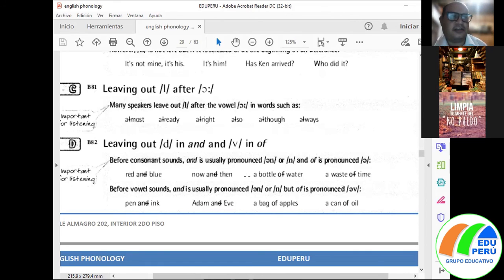Now, and then. Now you say not and then. A bottle of water. No, a bottle of water. If it is in British, a bottle of water.